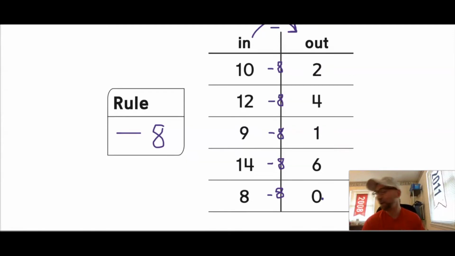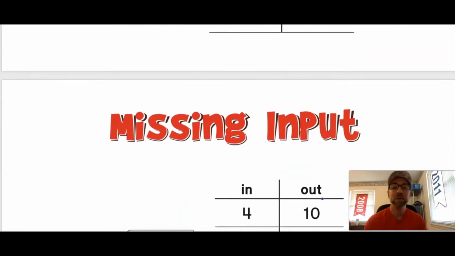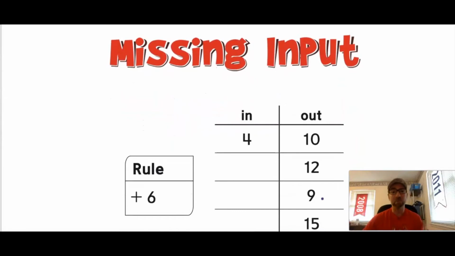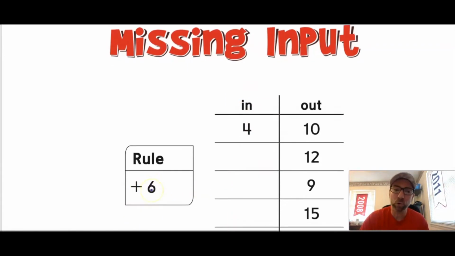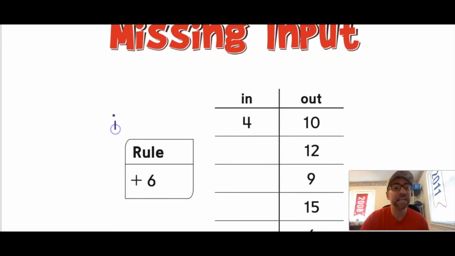Go ahead and clear off your sheet protector, because here's another type of problem. This time, we're missing the input. That means the in number is missing. But we have our rule. We know that the rule is to take the in number, add 6 to it, and we get the out number.